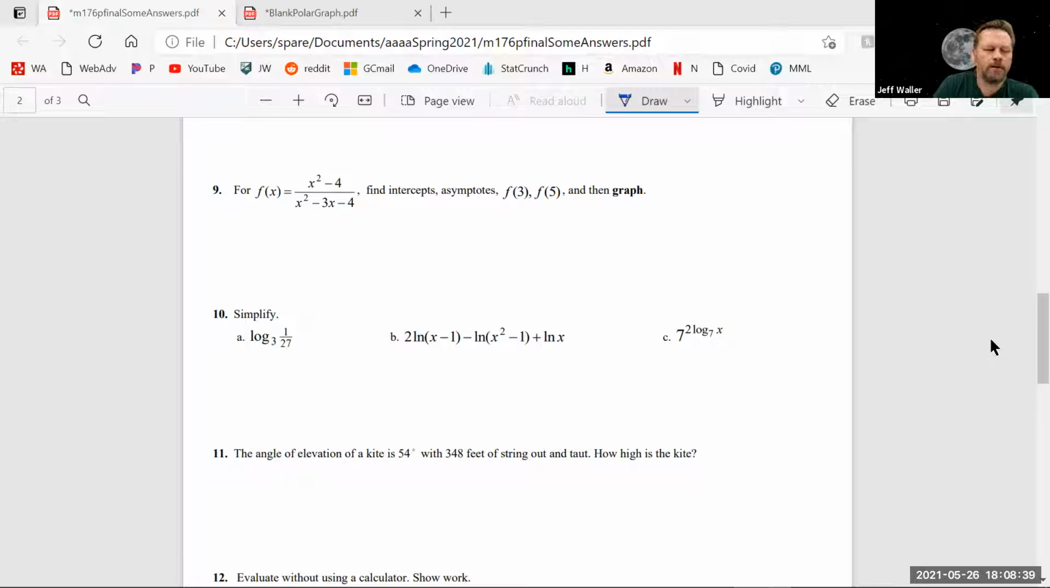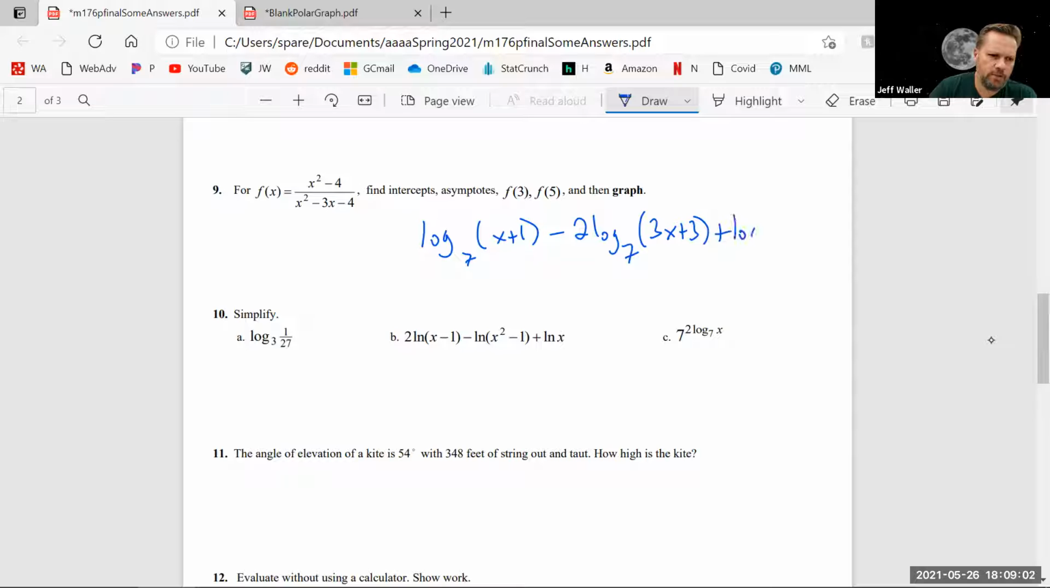Let me think. So what about log base 7 of x plus 1 minus 2 log base 7 of 3x plus 3. What else you got, Jeff? You got more? Yeah, sure. Plus log base 7 of 9. I like that. That last piece is for any Star Trek Voyager fans. Log base 7 of 9. So what do I do here?